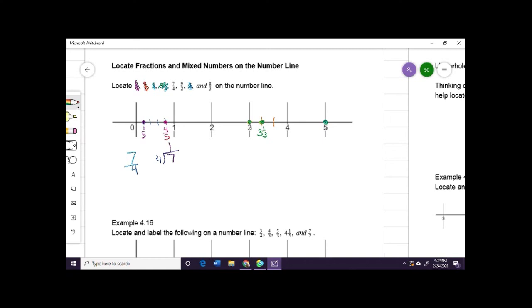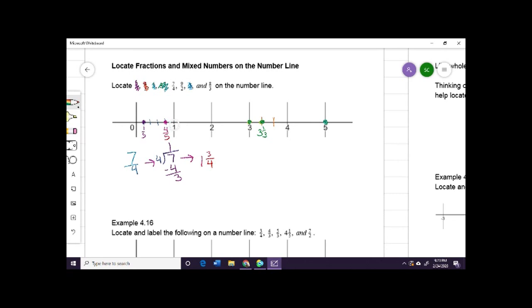4 goes into 7 one time. 1 times 4 is 4. I'm going to subtract, and I have 3 left over. That means my mixed fraction, let me just draw some arrows so I know where I'm going here, my mixed fraction is 1 3/4.